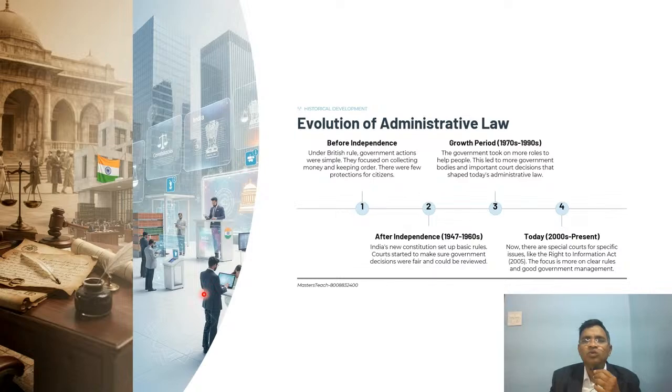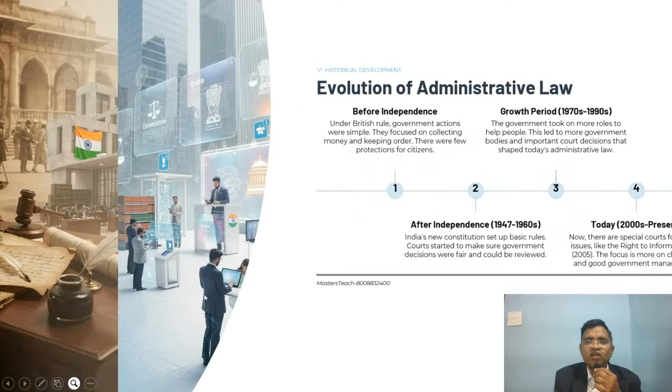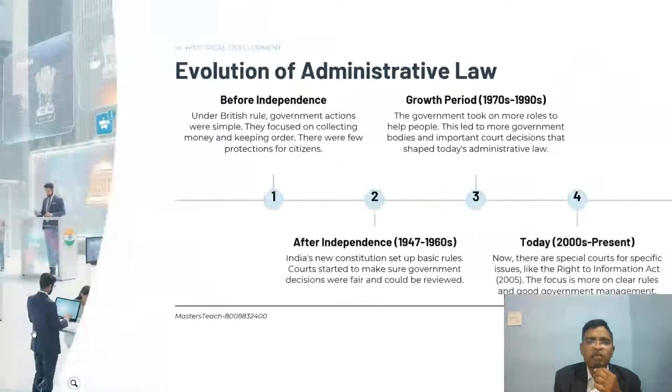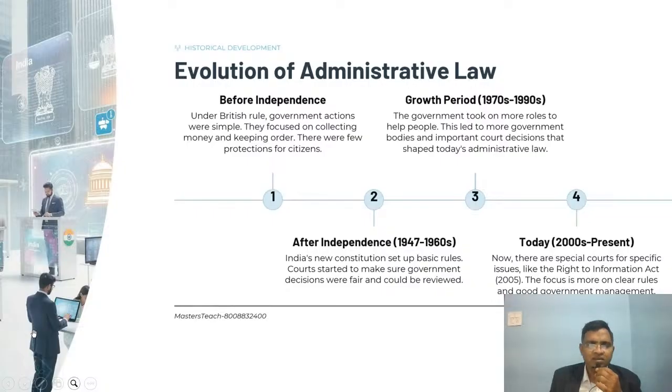So, evolution of administrative law. I'm zooming here. As per the Indian context, before independence, that is when the British ruled our country, their actions were simple. They focused on collecting money in the form of tax and giving orders. They ignored the welfare of the society. However, they had some protection for the citizens.